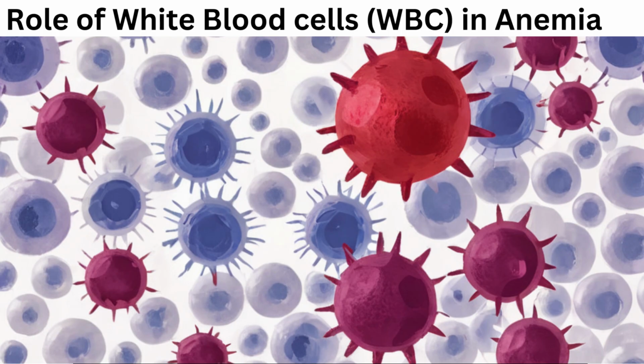Role of white blood cells, WBC, in anemia. White blood cells primarily function in the immune system to defend against infections. While WBCs themselves are not directly related to anemia, certain types of anemia, such as those caused by chronic diseases or autoimmune disorders, may involve underlying immune system dysregulation.